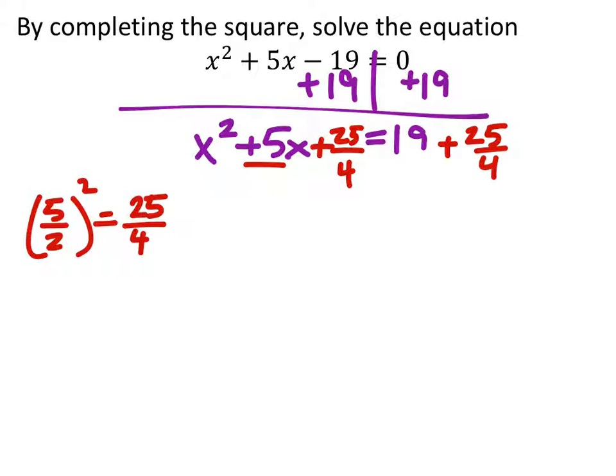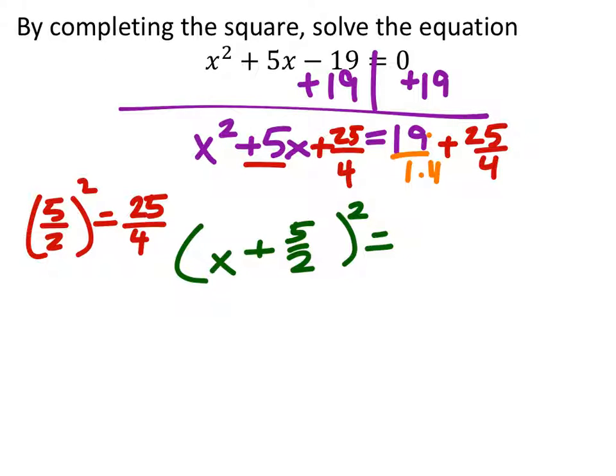Now that's all fine and dandy, right? I could take this and say, I got x plus 5 halves squared, so that's my perfect square trinomial, which is what completing the square always does for us. But that 19 plus 25/4 is not as convenient, all right? So I'm going to have to multiply the numerator and denominator by 4, which changes that to, and then I'm going to combine those fourths into 101/4.